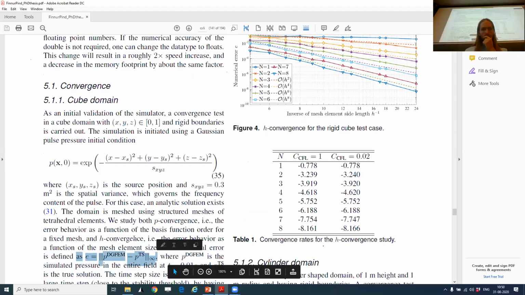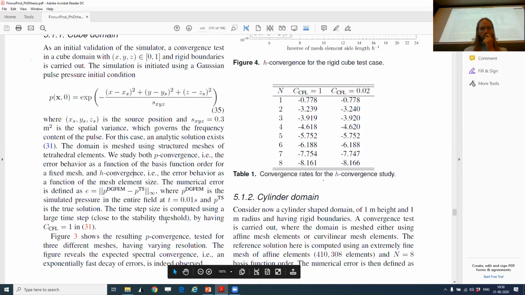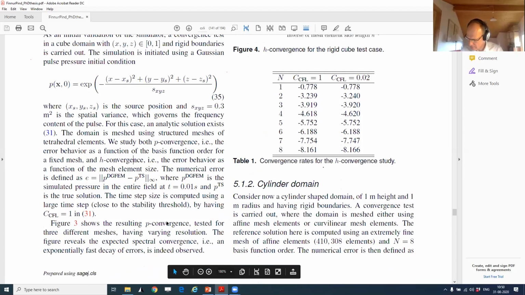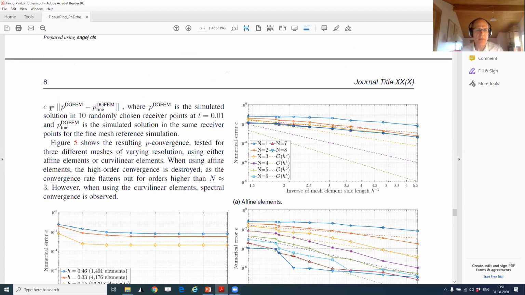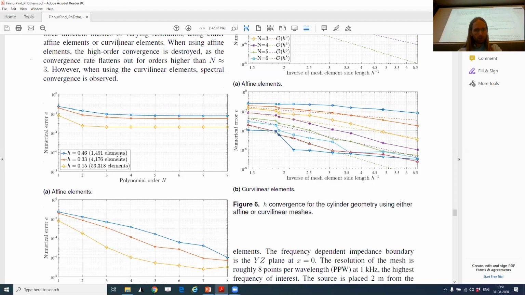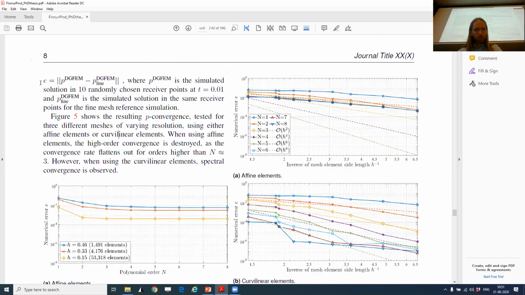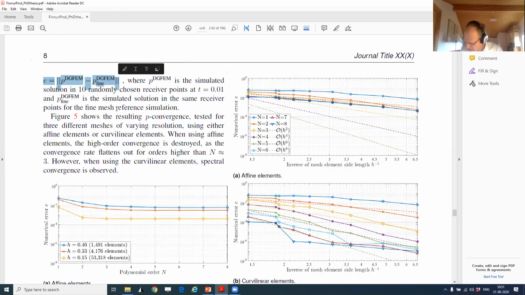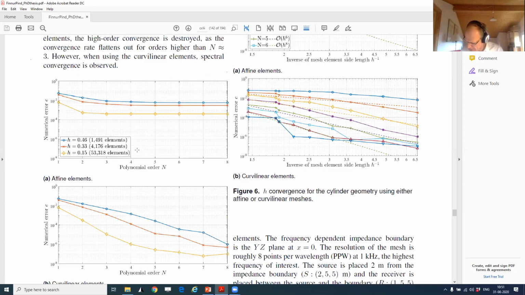And then on page 8, just above figure 5. This one? Yeah. Is this figure 5 here? Yeah, yeah. And then equation 36, then you have a relative error.